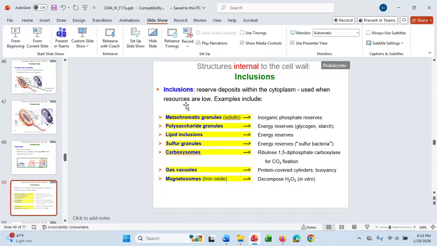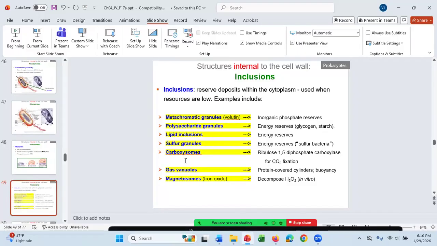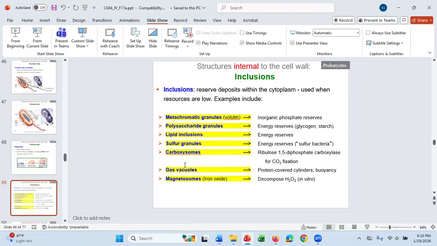But the cell, if it wants to use the sulfur, can start storing it, and the cell will store enough sulfur that the sulfur will actually come together, precipitate out of solution, and then form the inclusion. Any question about any of that?